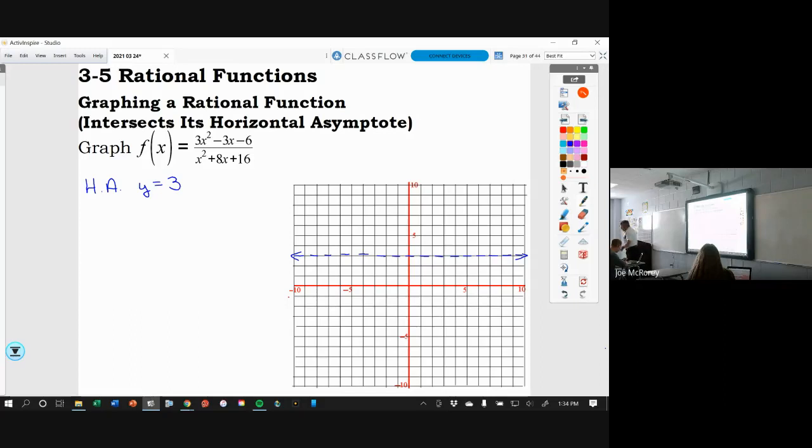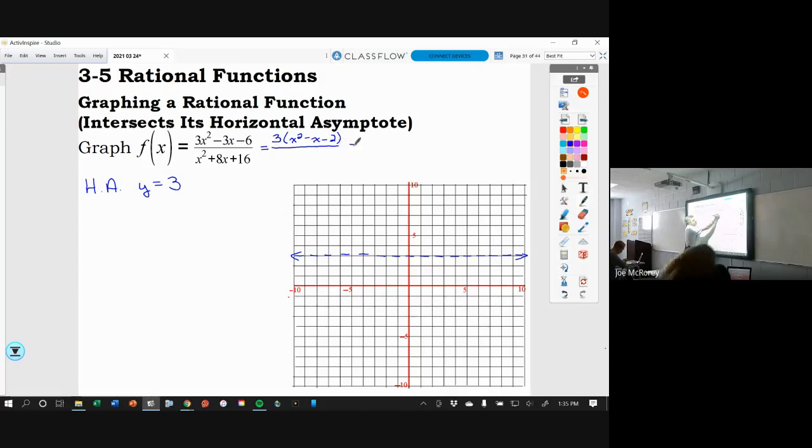Before we can talk about vertical asymptotes, we have to factor everything. Okay? So let's go ahead and factor the numerator. What's the first thing you always do in factoring? Greatest common factor. Is there one? Yes. Okay, so the numerator, I will factor out a 3. That doesn't mean the 3 goes away, that just means I'm factoring it out. Taking a 3 out, I'm left with x squared minus x minus 2.